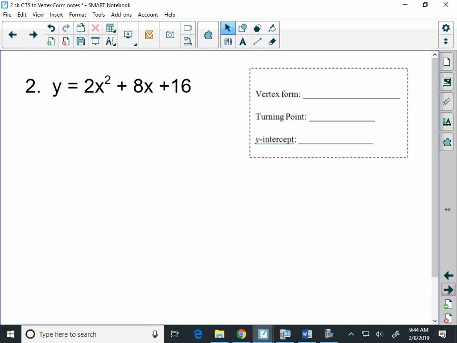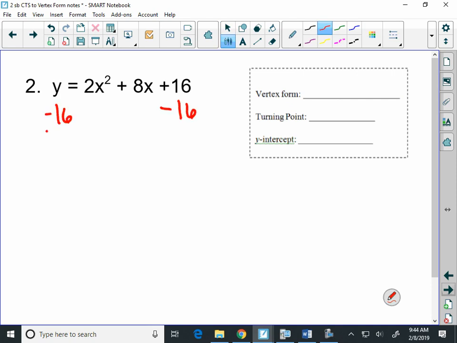Problem number 2. y equals 2x squared plus 8x plus 16. The difference on this one, compared to the previous two, is that there's a number in front of the x squared term. But the process is still going to start the same. We're going to put the x's on one side, the constant on the other. So we're going to subtract 16 on both sides. It's negative 16 plus y equals 2x squared plus 8x.